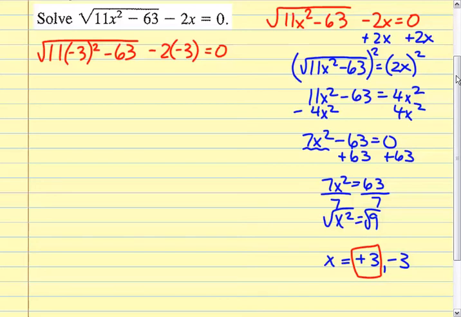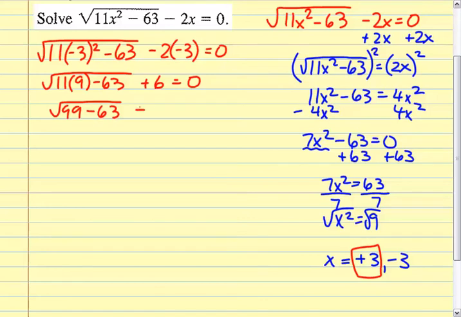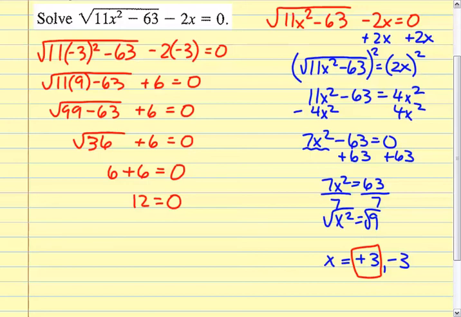So let's see. Square root of 11 times 9 minus 63 plus 6 equals 0. Square root of 99 minus 63 plus 6 equals 0. Square root of 36 plus 6 equals 0. 6 plus 6 equals 0. 12 equals 0. That's not true. Negative 3 doesn't work. Only positive 3 works.